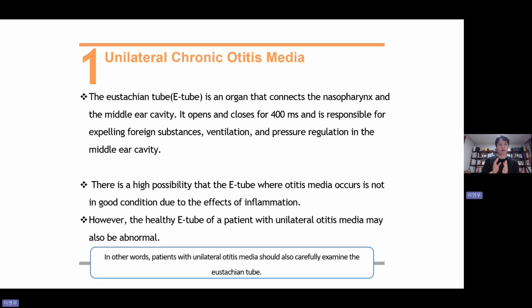The Eustachian tube is an organ that connects the nasopharynx and middle ear cavity. It opens and closes for 400 milliseconds, and it is responsible for expelling foreign substances, ventilation, and pressure regulation in the middle ear cavity. There is a higher possibility that the E-tube where otitis media occurs is not in good condition due to the effects of inflammation. However, the healthy ETF of the patient with unilateral otitis media may also be abnormal. In other words, patients with unilateral otitis media should also have the Eustachian tube carefully examined.